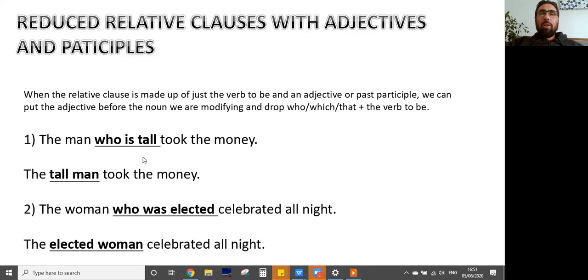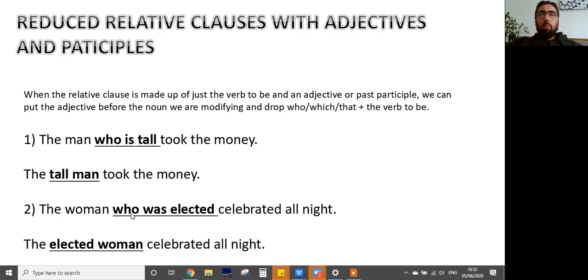So here we have, number 1, an adjective, tall. So it's just a single adjective after who is tall. Right? So when we just have an adjective in the relative clause, the verb to be, followed by an adjective, what we can do is we can just put the adjective before the noun. We can drop who is and take the adjective and put it before the noun. So the tall man took the money. So this is a way of reducing a relative clause.